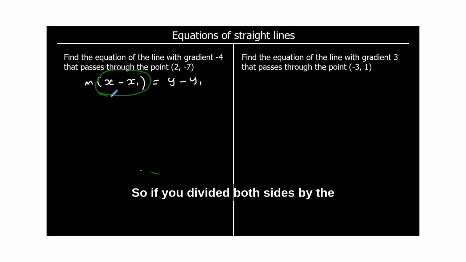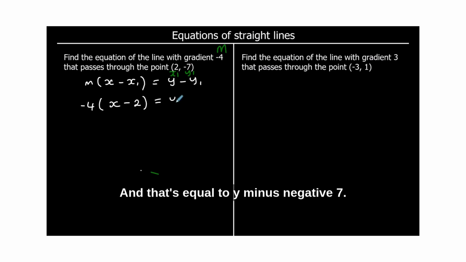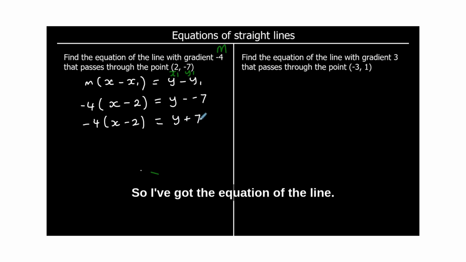So if you divided both sides by the x part, you'd get the gradient is the change in y over the change in x. So all we've got to do is substitute in. So we've got the gradient, we've got our x1 and our y1, and we just substitute them in. So negative 4 times x minus 2 is equal to y minus negative 7. So I've got negative 4 times x minus 2 is equal to y plus 7. So I've got the equation of the line.